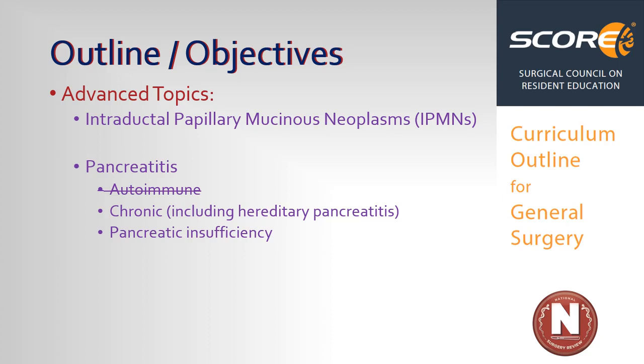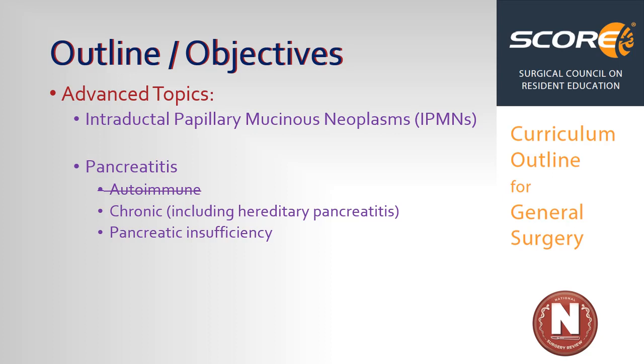Advanced topics are about 25% of your test. So put most of your energy towards the core topics in the SCORE curriculum. And then once you've mastered those core topics, move on to the advanced topics. IPMN is an advanced topic. And then chronic pancreatitis and pancreatic insufficiency are advanced topics. Autoimmune pancreatitis used to be an advanced topic. It's not even on the SCORE curriculum anymore. You get a freebie there.